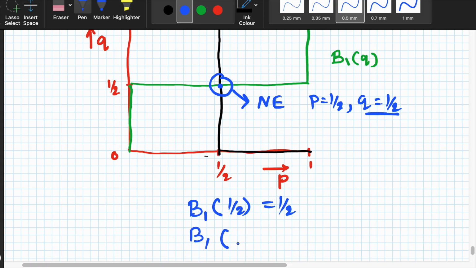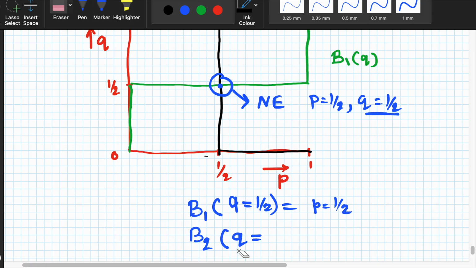And what is the best response of player 2? Let me put it this way, it will be clearer. The best response of b, which is a function of q equal to half, is the point p equal to half. And what is the best response when I put the point p equal to half? That is q equal to half. So this point is a best response to itself, for every player.